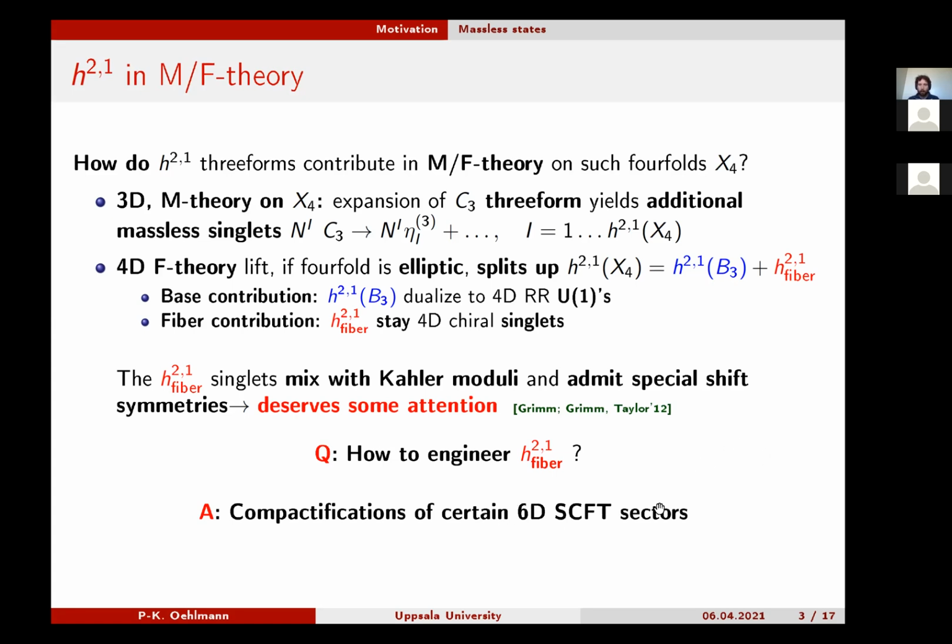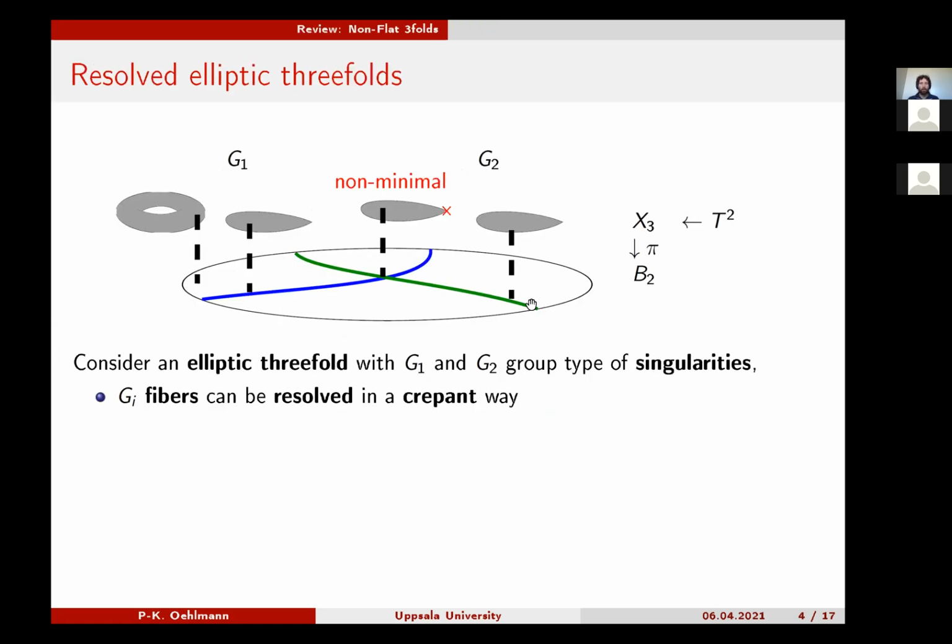To tell you something about these 6D SCFT sectors, I will first have to go to Calabi-Yau threefolds, especially elliptic Calabi-Yau threefolds. I will show you a lot of pictures like this, where I have a Calabi-Yau threefold, which I can split up into a base part, which you see below, and the fiber part that you have here. So this is elliptically fibered. At a generic point, you have an elliptic fiber here, a torus.